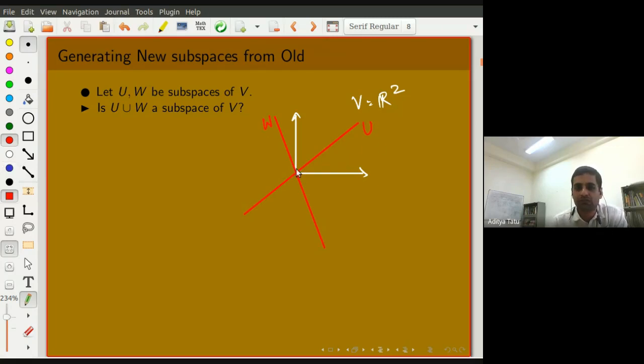The union of these two lines is of course not a subspace, because if I take this point here and let's say this point here, if I try to add them, I'm going to get this point here, and that of course doesn't belong to the union of U and W. So this is a counterexample, and therefore U union W will typically not be a subspace. So union is not a subspace.